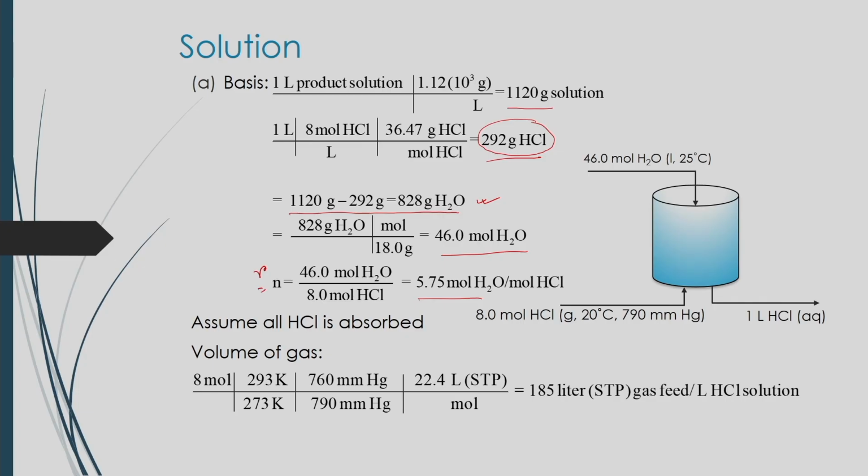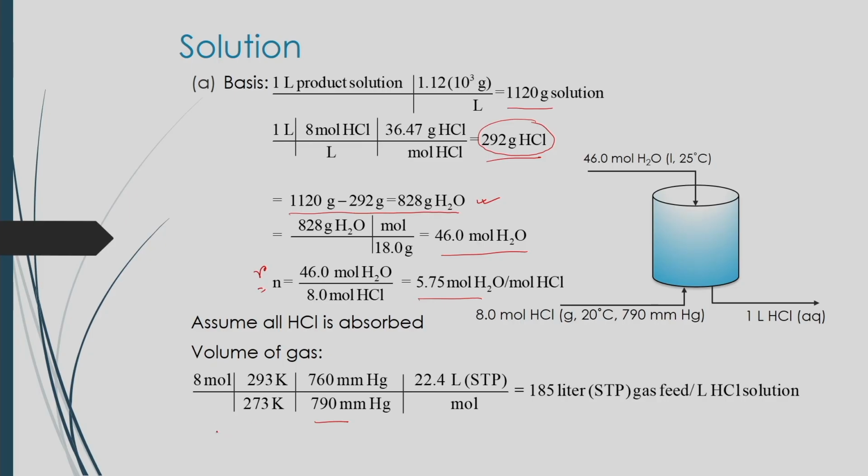Now, assume all hydrochloric acid is to be absorbed in the absorber. So, in this case the volume of gas will be that of 8 moles of hydrogen chloride gas to be absorbed, at the temperature of 293 K as per the problem, and also the pressure of 790 millimeter mercury. Accordingly, what will be the volume of that, because one mole of gas will give you 22.4 liters at STP condition.